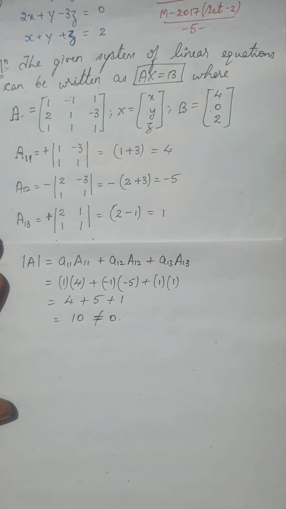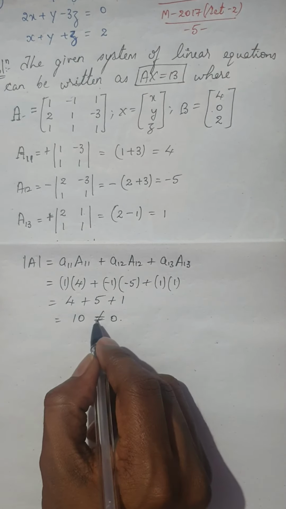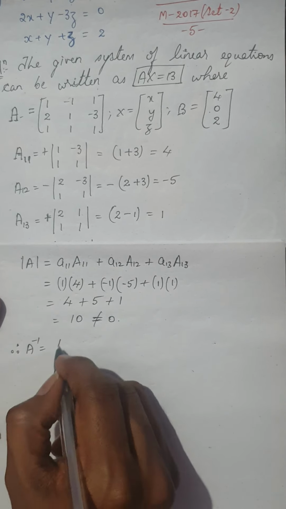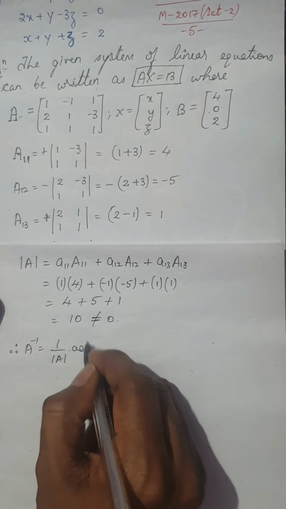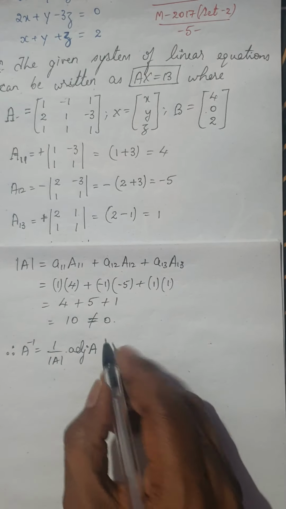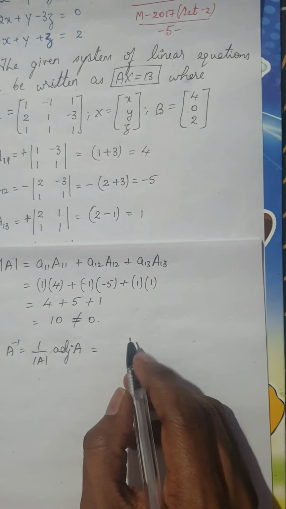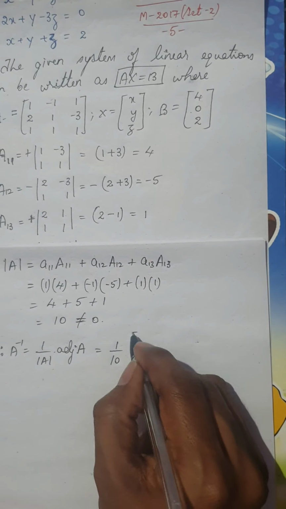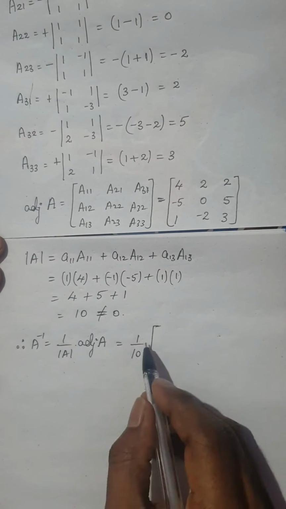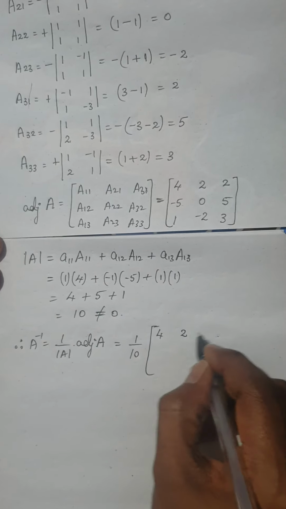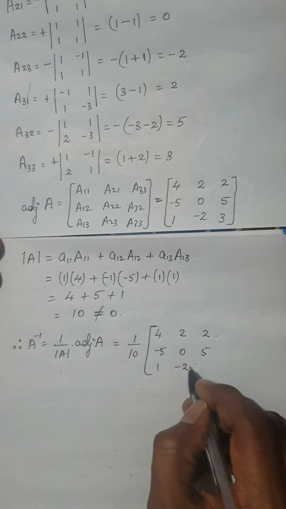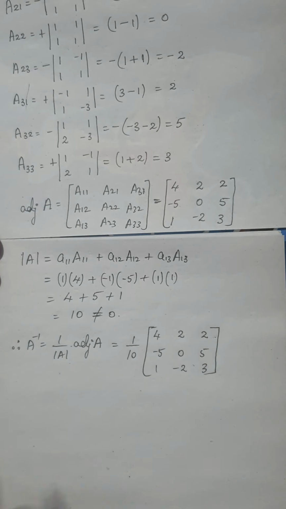This is not equal to 0. Is it clear? So definitely this is a non-singular matrix. I will be having an inverse. Therefore, A inverse is nothing but 1 by determinant of A into adjoint of A. Actually, we write adjoint A by determinant A. It's up to you. Both are same. This is nothing but 1 divided by 10 into adjoint of A. We have already, adjoint of A is ready here. Let's use it. So adjoint of A is 4, 2, 2, minus 5, 0, 5, 1, minus 2 and 3. Is it clear?